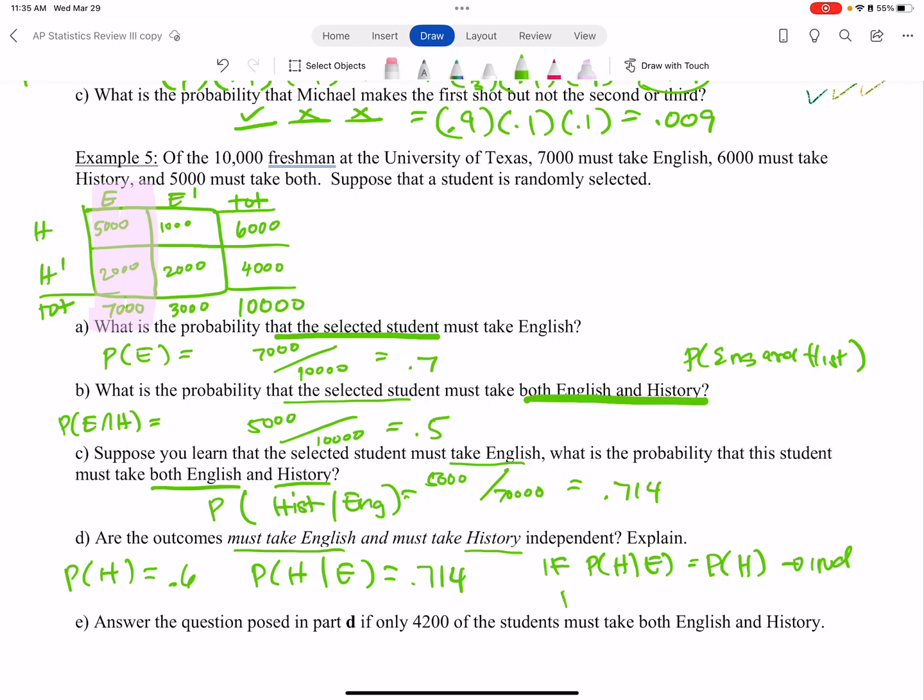But you can see the probability of history given English is not equal to the probability of history, because of the work that I have here, I can say those are not the same. So therefore, we would call them dependent. Or not independent would be another way you could put it.